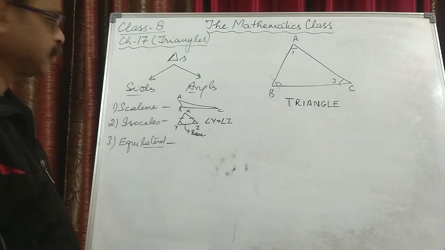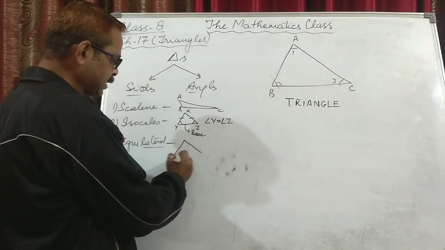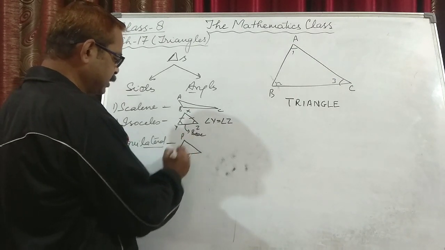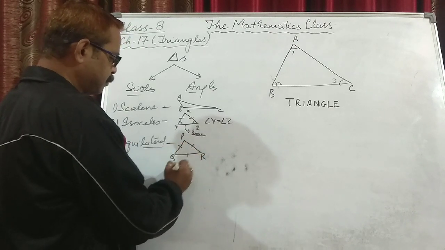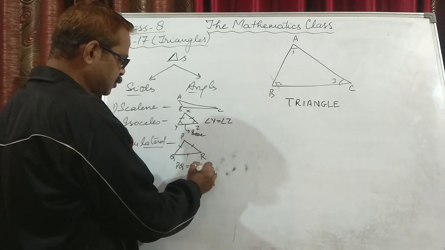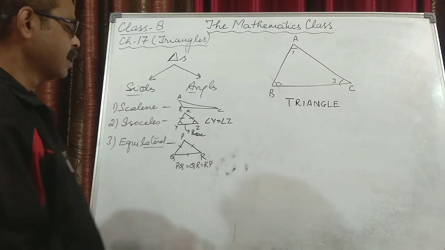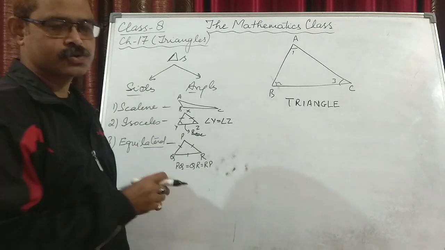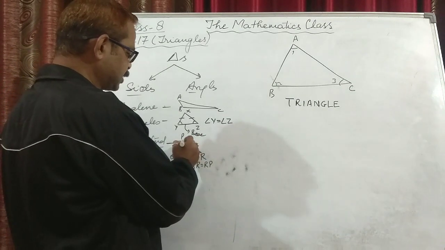Equi means equal, and lateral means sides, so all the sides are equal, then it is known as an equilateral triangle. I am taking a triangle PQR in which PQ is equal to QR is equal to RP. All the sides are equal, so it is known as an equilateral triangle. One more thing, all the angles of this triangle are equal and they are equal to 60 degrees.